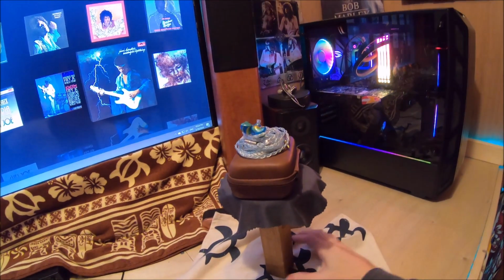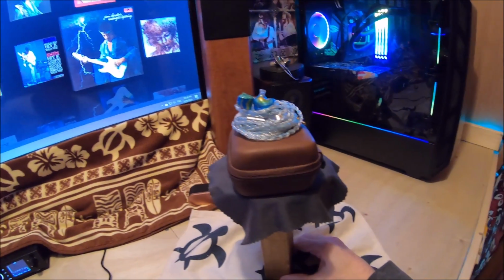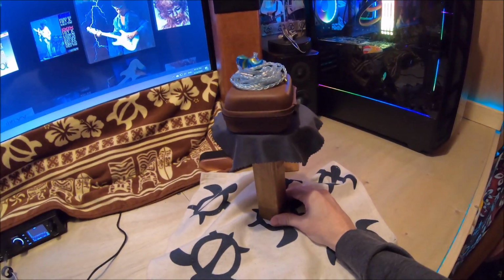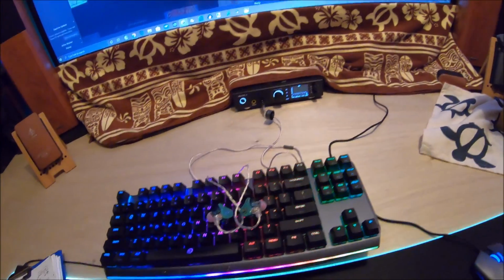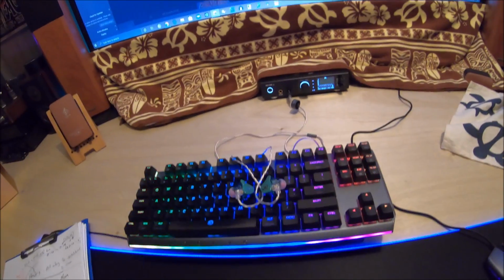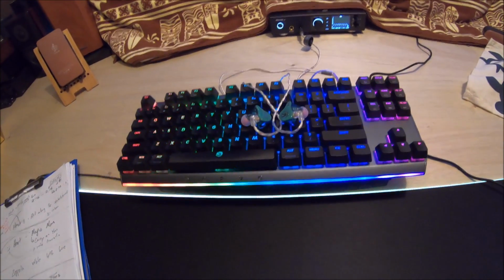Look at that set. Look at that beautiful, beautiful blue. God, that's gorgeous. This is a different kind of blue that we're here for today. It's kind of a greenish blue, I guess. This is a QDC Fusion. It's a hybrid, a single dynamic, four balanced armatures.